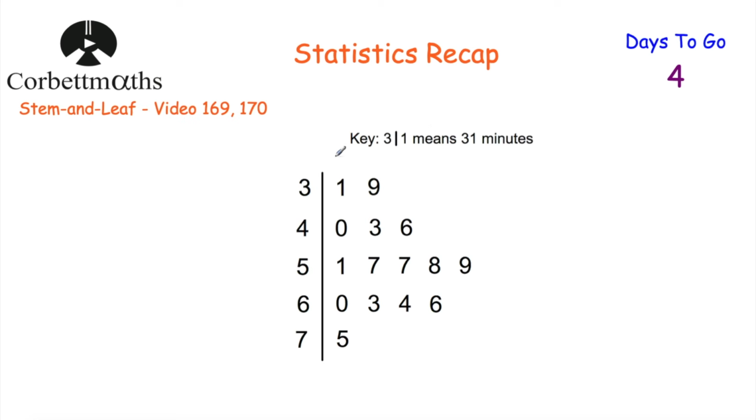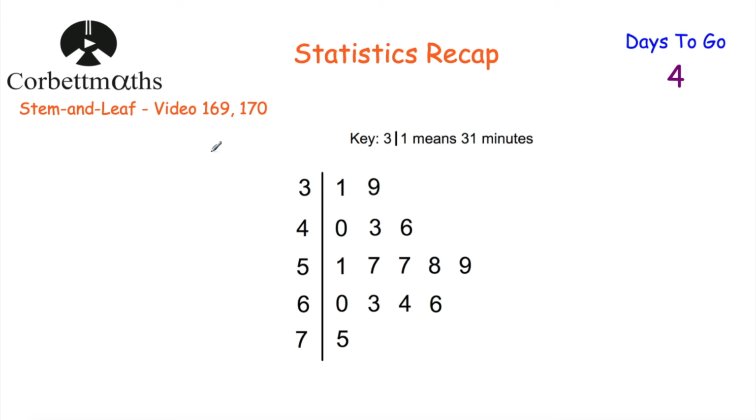Stem and leaf diagrams. So in terms of stem and leaf diagrams, make sure you know how to draw your stem and leaf diagrams. So you're going to be doing them in order. So here we've got 31, 39, 40, 43, 46, 51, 57 and so on. Make sure if you're drawing a stem and leaf diagram, you've also got your key. So 3/1 means 31 minutes in this case. So make sure you know how to draw a stem and leaf diagram.